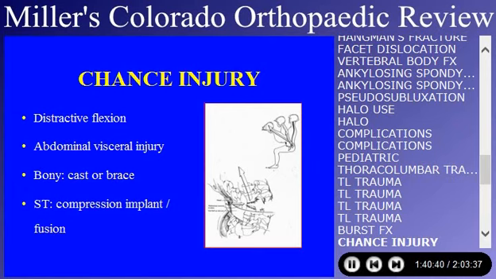I would be very careful about bracing most of the patients who come in with thoracolumbar spine trauma because I think they tend to be relatively unreliable. So if the patient's not a candidate for a cast, I would rarely rely on a brace alone.